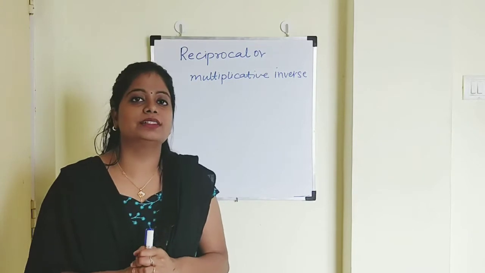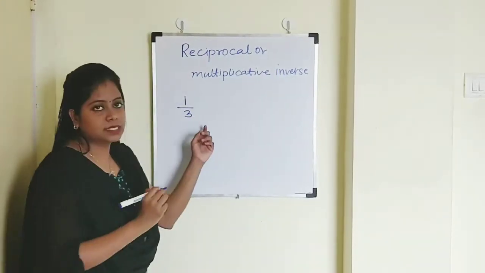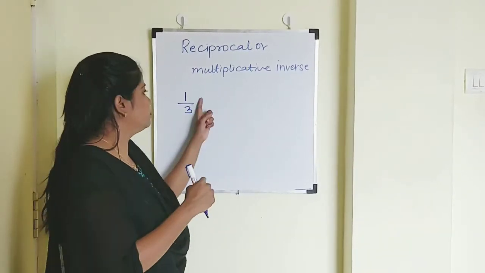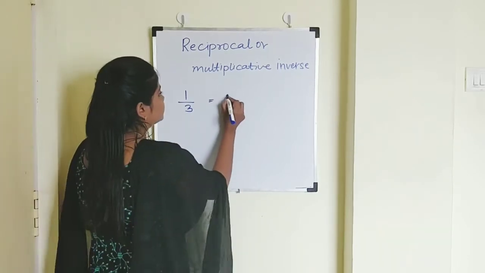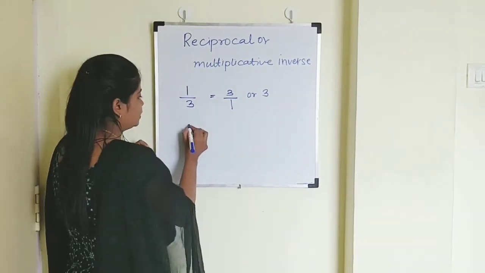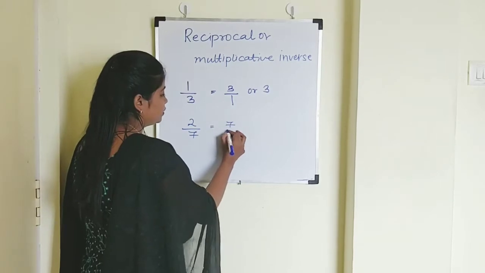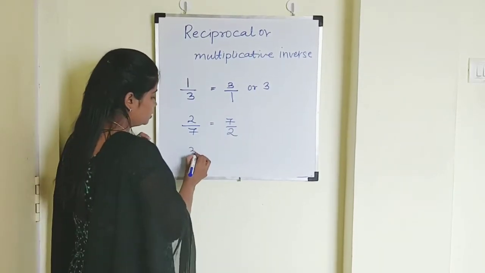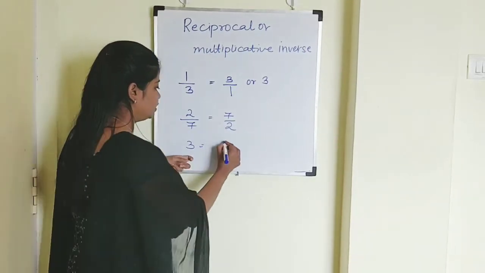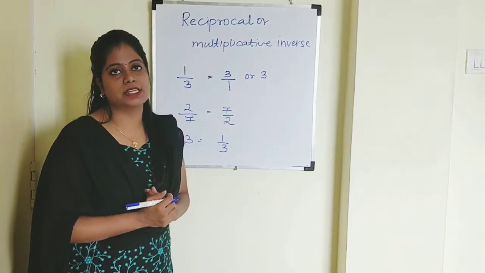So what is reciprocal? Suppose I am writing a fraction 1 by 3. This is the fraction. So reciprocal means what? The other way. You are going to interchange. So the reciprocal of 1 by 3 is 3 by 1, or you can write it as 3. So let's say 2 by 7. The reciprocal of 2 by 7 is 7 by 2. Suppose the number is 3. The reciprocal of 3. Now 3 doesn't have any denominator, so it is 1 by 3. So this is called the reciprocal or multiplicative inverse.